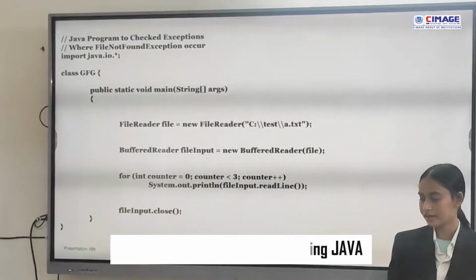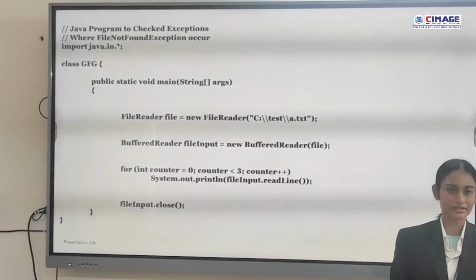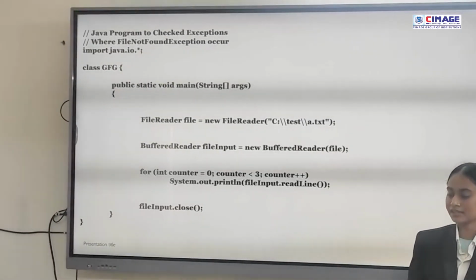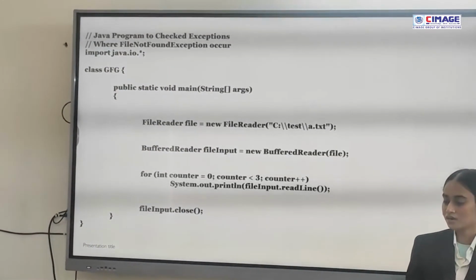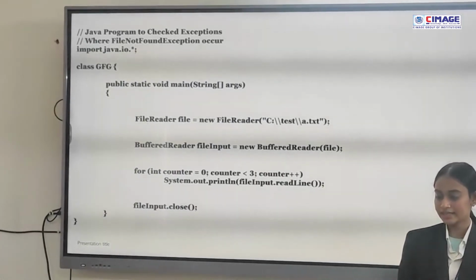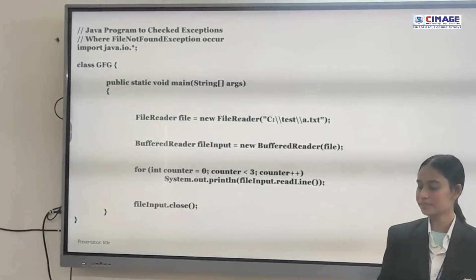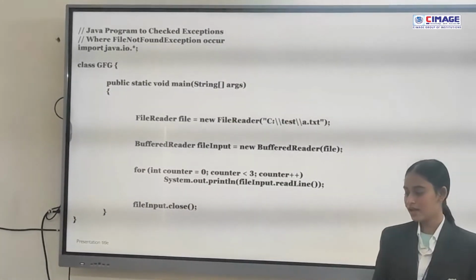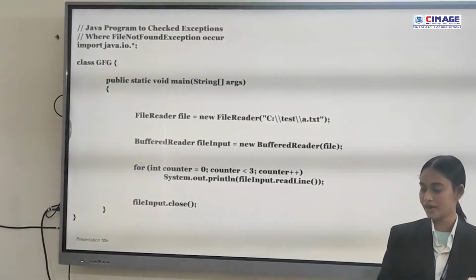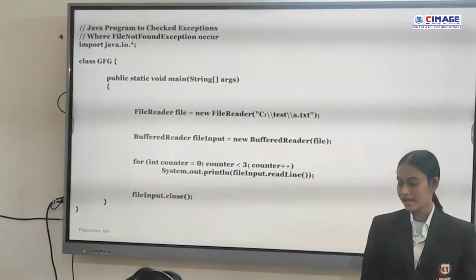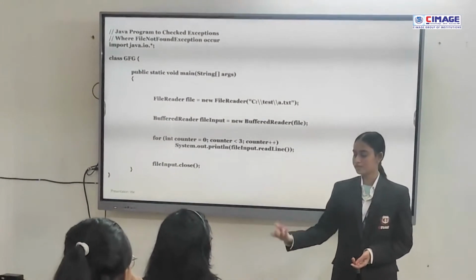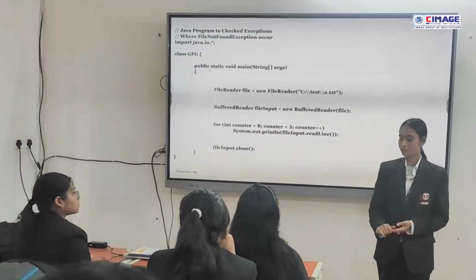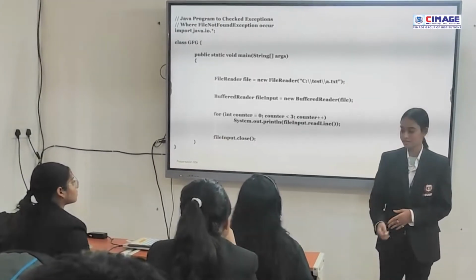And then I have written a for loop to iterate 3 times, reading a line from the file reader each time, and then I print it using System.out.println. Then I have closed the fileInput BufferedReader by using the close method, and then I close the main method and the class.